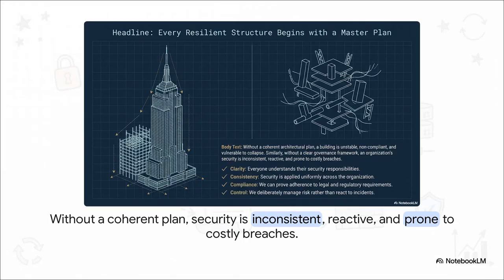So just take a look at these two structures for a second. On one side, you've got this masterpiece of planning. It's strong, it's coherent, it's resilient. And on the other side, well, it's just chaos. And this is a perfect visual for what happens to security when there's no clear plan. It's just this reactive jumble of parts, always on the verge of collapsing. That master plan, our blueprint, that's what makes all the difference.